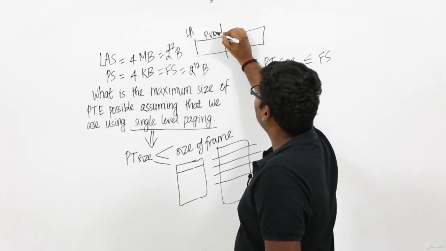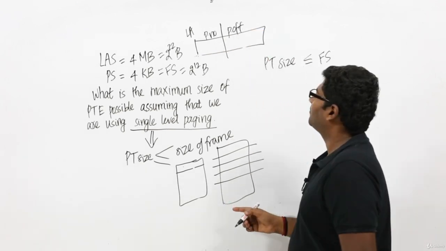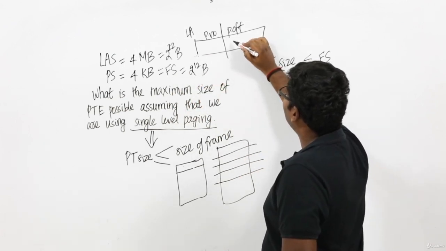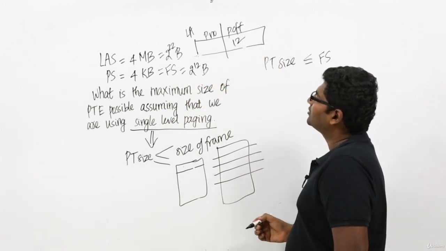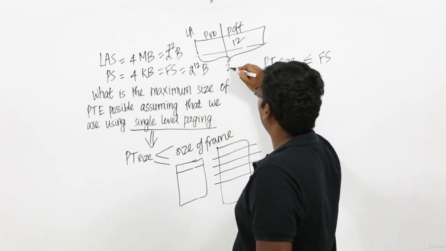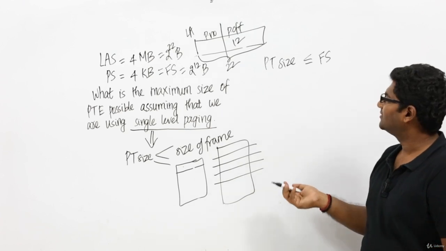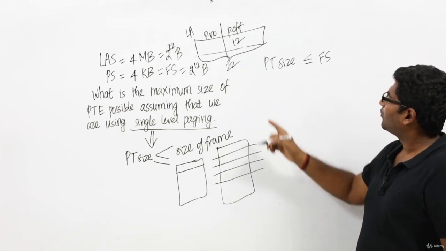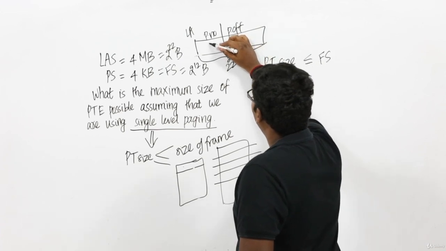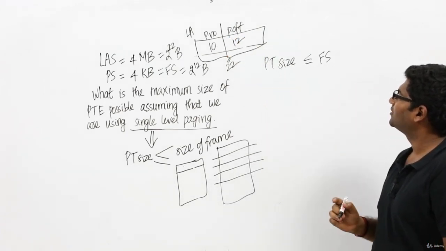So in the logical address, we will have two fields. One is the page number, another one is the page offset. Since the page size is 2 power 12 bytes, the page offset field will have 12 bits. Also, the logical address space is 2 power 22 bytes, so the logical address size is 22 bits. 22 minus 12 is nothing but 10. So the page number field will have 10 bits, right?